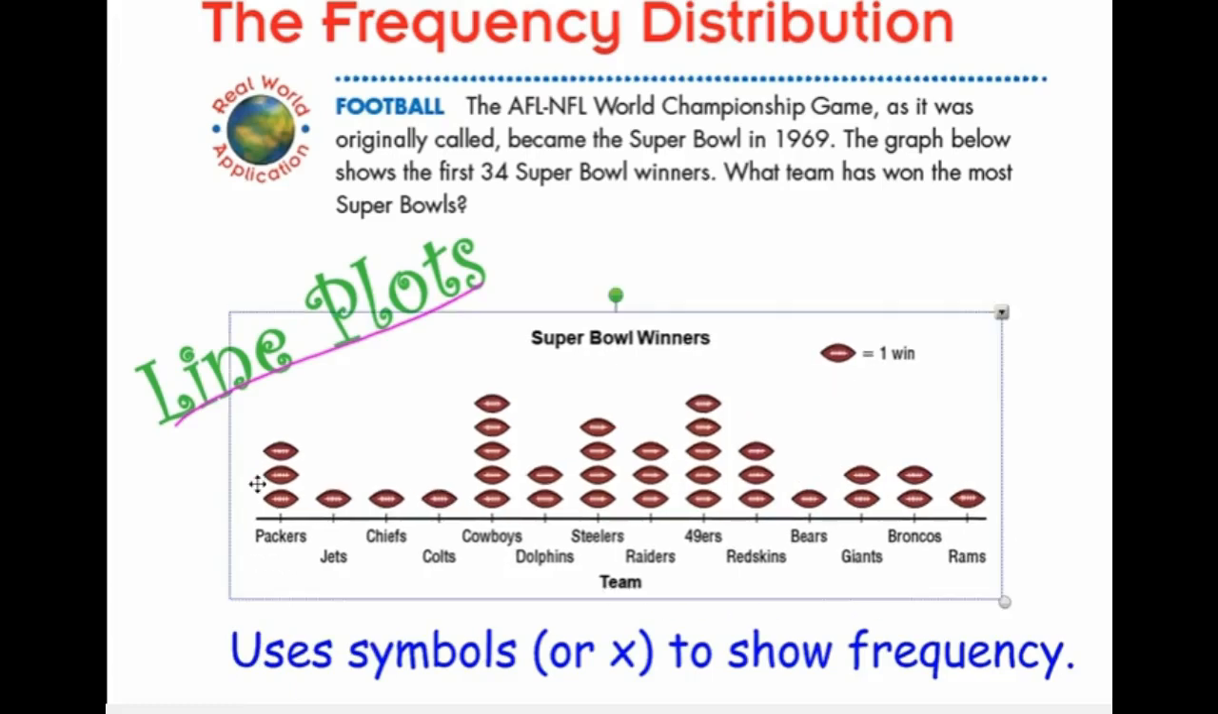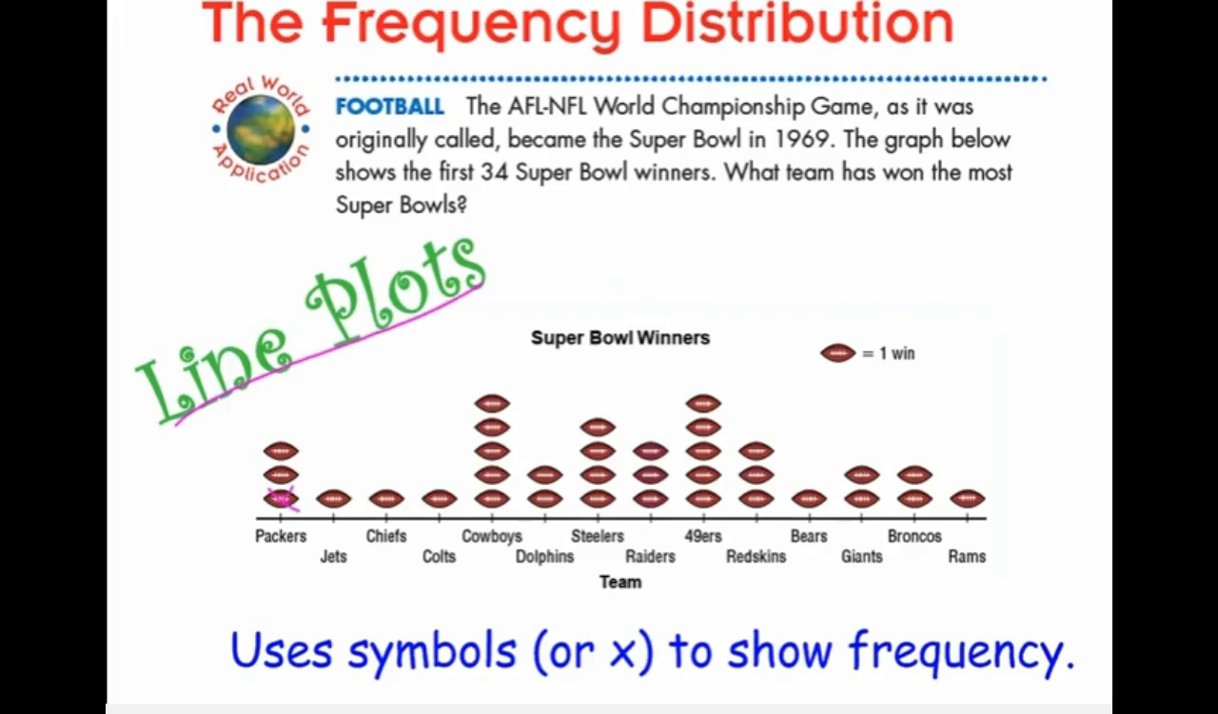symbols, such as here where they have the football showing the stacks or the height of the bar. Or you could use X's. Sometimes you'll see these just as X's. Typically, you should have a key that shows what your symbol is representing. So here we can see that one football represents one win. So I can see that the Packers have won the Super Bowl 3 times on this.